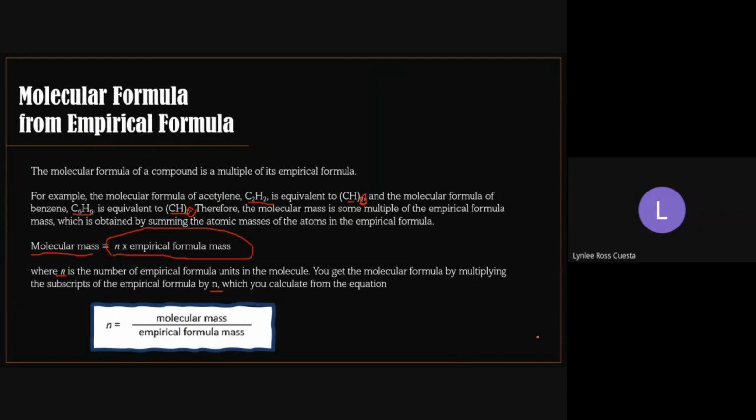So once you determine the empirical formula of a compound, you can now calculate its empirical formula mass. So if you have an experimental determination of its molecular mass, you can now calculate the N and then the molecular formula. So let's have examples.